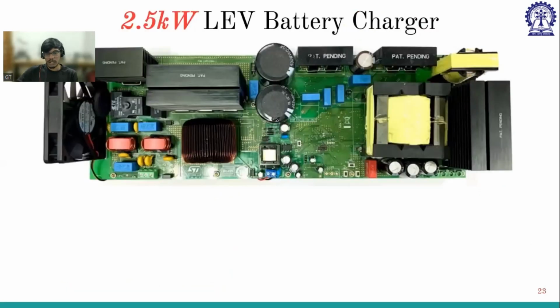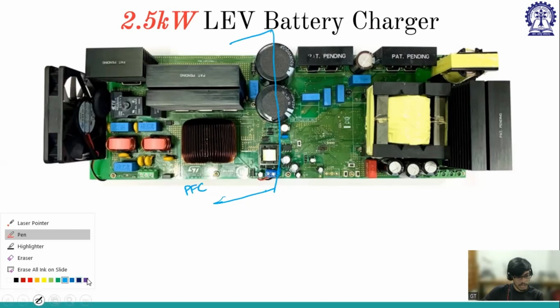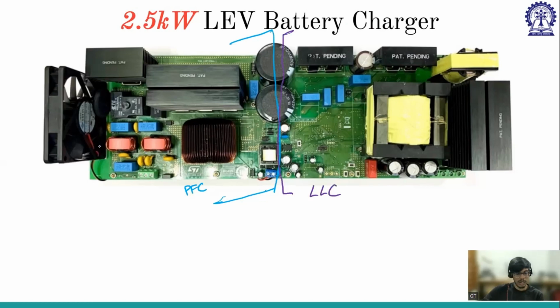So this is the hardware that ST people have shown in the video. This is a 2.5 kilowatt light electric vehicle battery charger. It again has two parts. If you break it like this, the left part is the PFC part, the power factor correction circuit, and the right part is the LLC part. This is giving AC to DC, and this then changes DC to DC and charges the battery. And these are different heat sinks.